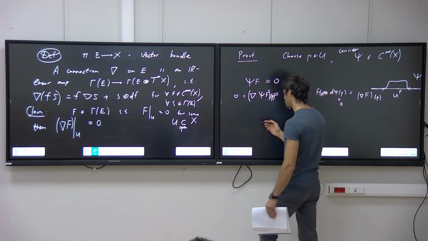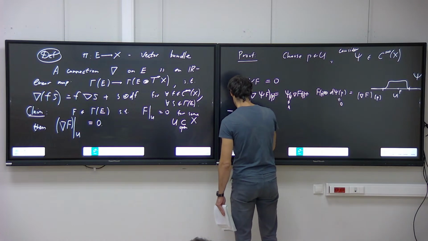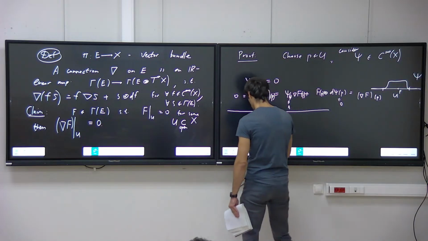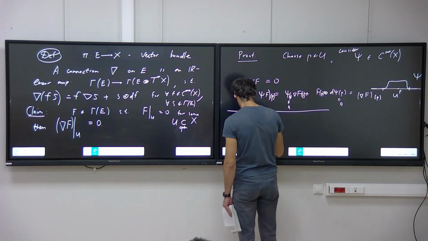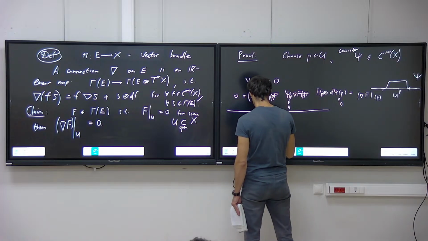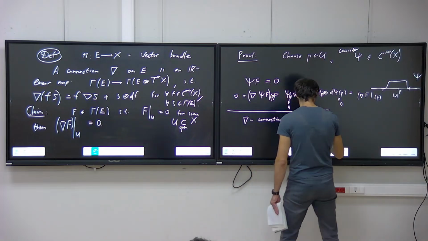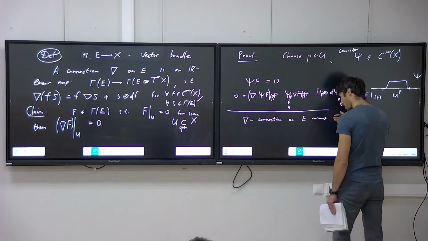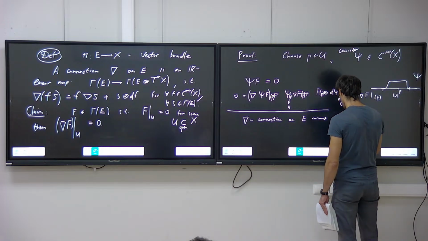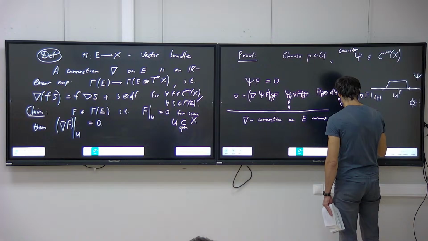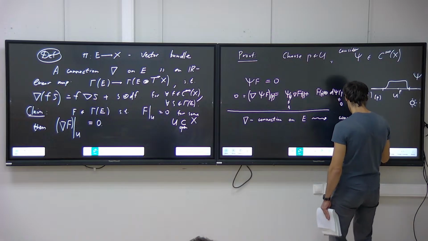So let me write this down. If I have nabla, which is a connection on E, this gives me a connection on, strictly speaking, another vector bundle.